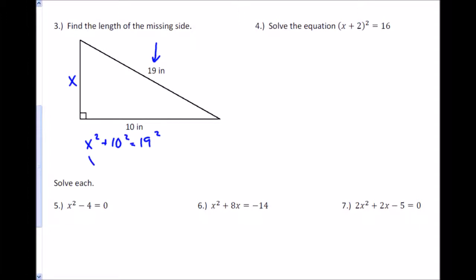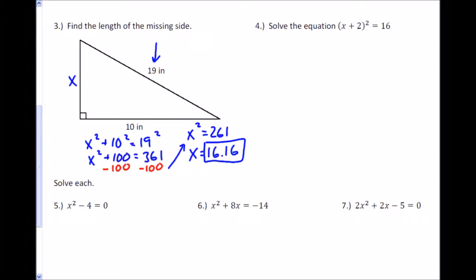And I'm going to solve this. This is going to be x squared plus 100 equals 19 squared, which is 361. And now I subtract the 100 from each side. So I find out, let me rewrite it up here, that x squared equals 261. And now from here, I'm just going to take the square root of that, and I'm going to round it to 2 decimal places. That gives me approximately a 16.16. Okay?